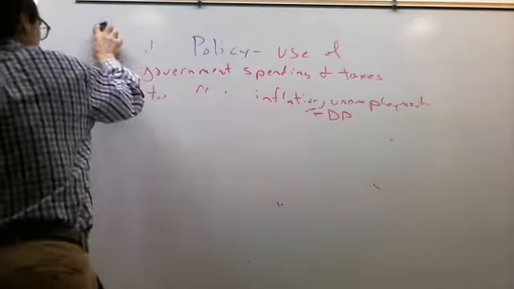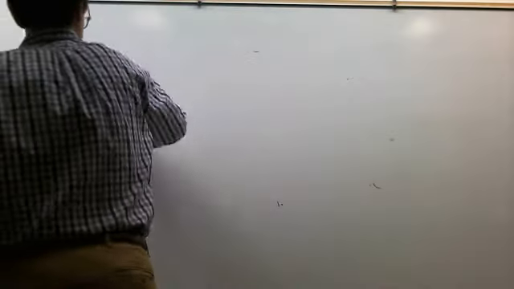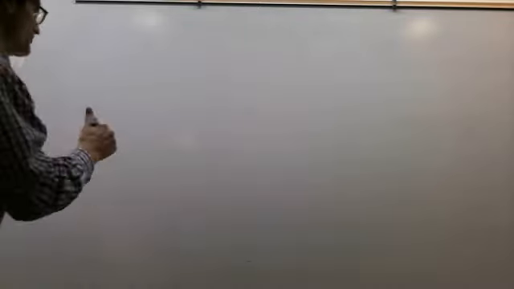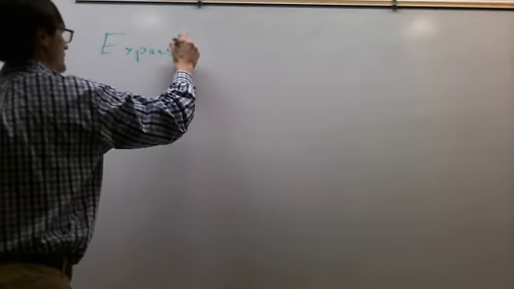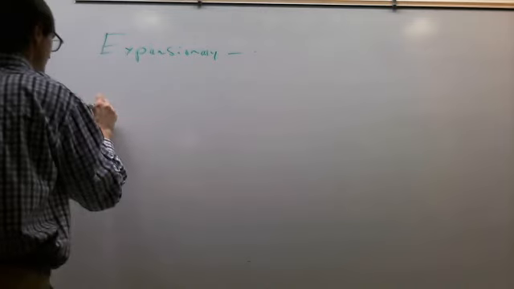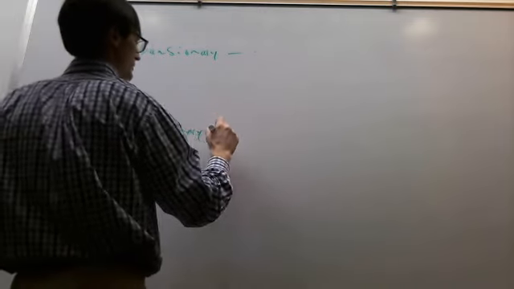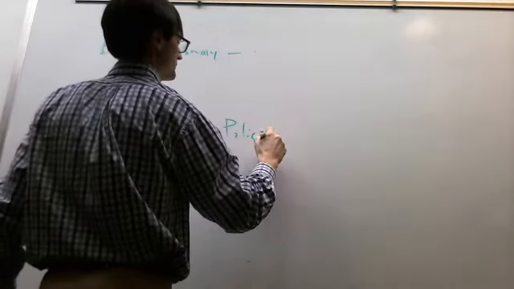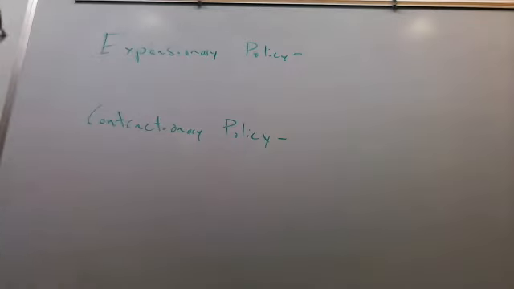Okay, so that's the first thing to keep in mind: the distinction between fiscal policy and monetary policy. The next distinction to keep in mind is that we have two different versions of each one of these. I'm just going to say there's expansionary policy and contractionary policy.